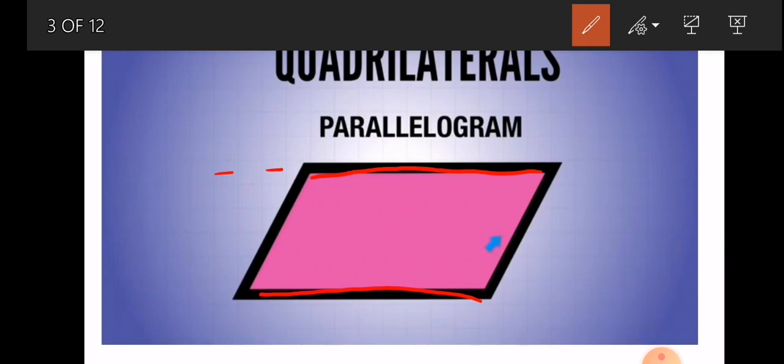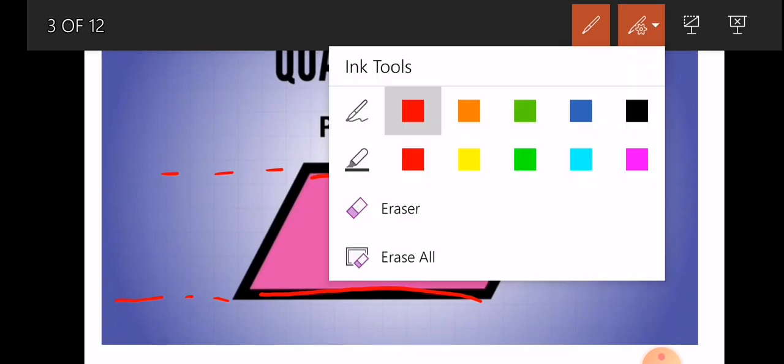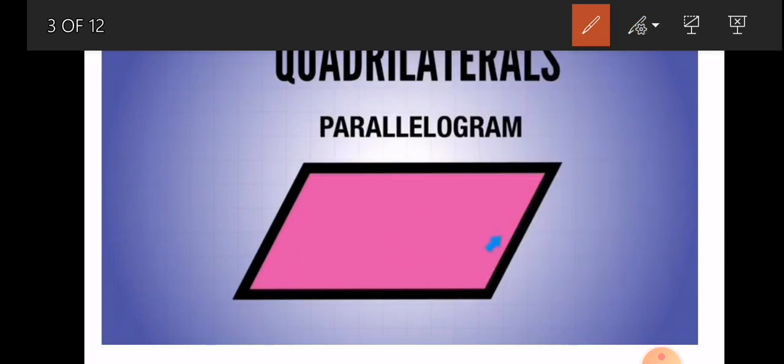Because if you extend them, they will never meet together. So parallel lines means two lines that, if you extend them, will never intersect or meet together. This is the meaning of parallel lines. Here, in our parallelogram, I have two pairs of parallel lines. What do two pairs mean? It means here two parallel and here also two parallel. Two and two means two pairs. So the first property of the parallelogram is that it has two pairs of parallel lines.